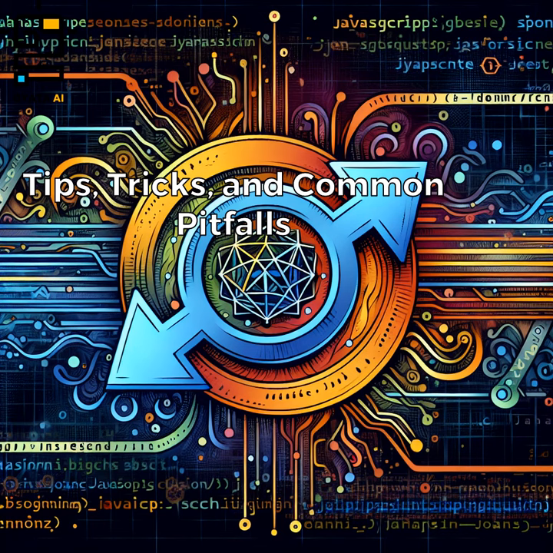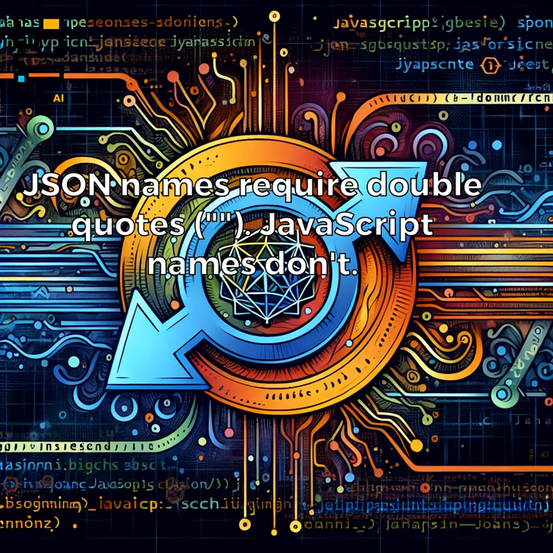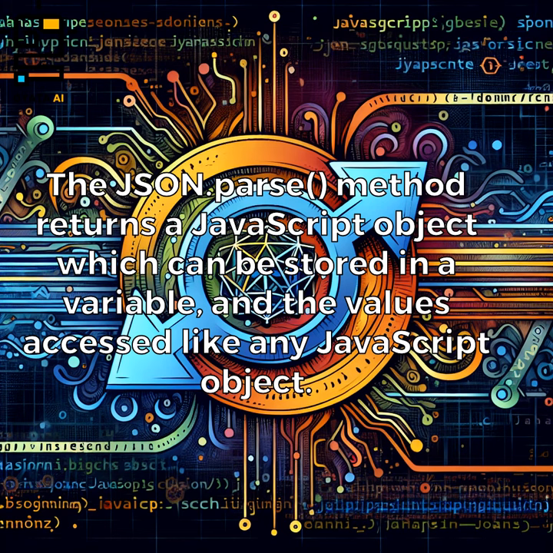Tips, tricks, and common pitfalls. JSON names require double quotes. JavaScript names don't. The JSON.parse method returns a JavaScript object, which can be stored in a variable, and the values accessed like any JavaScript object.